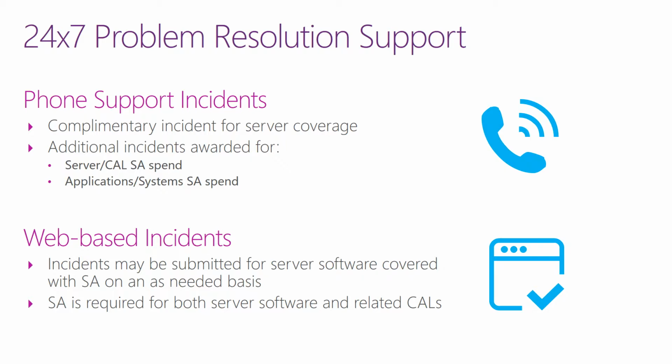So any products licensed with the server and CAL licensing model, all server and CAL licenses need to be covered with software assurance. For the phone support incidents, there will be a complimentary incident awarded for server coverage, so for servers covered with software assurance, and then additional incidents are awarded for the spend on software assurance according to a particular table, and you can find that table in the product terms. That's been quite complicated to understand in the past, and one of the big new benefits for the MPSA is that there is now a point system calculation for this benefit. So rather than the amount of money you spend, it's the licenses and associated points that go towards giving you an allocation for the phone support incidents.